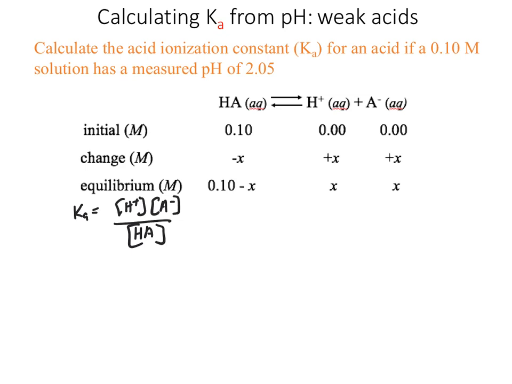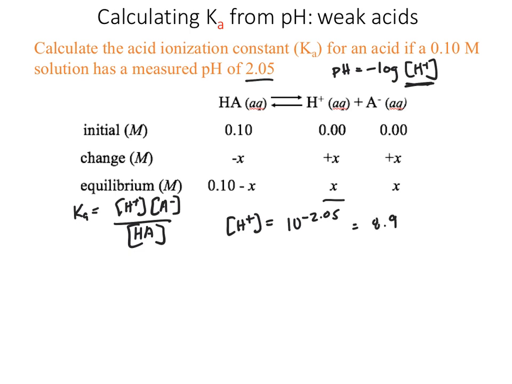So obviously we need to figure out what x is. Now in this case, guys, they gave us the pH of our solution. And remember, pH is equal to the negative log of H plus, or H3O plus, however you want to look at it. So this piece of information gives us the tools we need to solve for our H plus concentration. If we take the antilog, the concentration of H plus will be equal to 10 to the negative 2.05, or 10 to the negative pH value. If we plug this into our calculator, this gives us 8.9 times 10 to the negative third molar. So that is our H plus concentration at equilibrium.